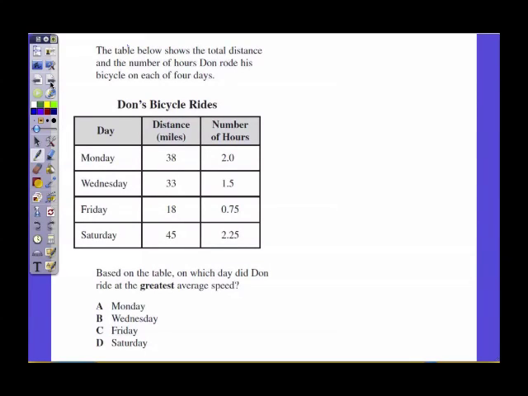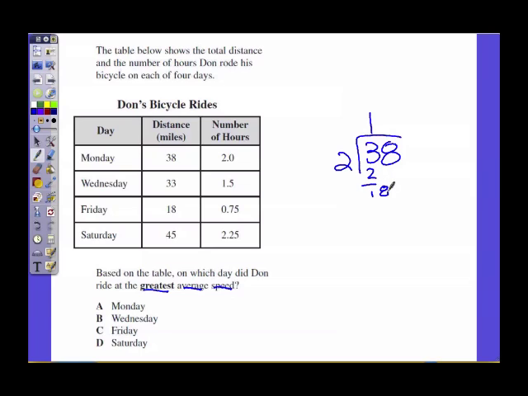Okay, so for this problem, we're given a table of a guy who makes a bunch of bicycle rides, and they tell us the miles that he traveled and how long it took to make those rides. And the question we're being asked is to find what was the greatest average speed. So that's going to be in the form of miles per hour. So let's take a look at Monday.